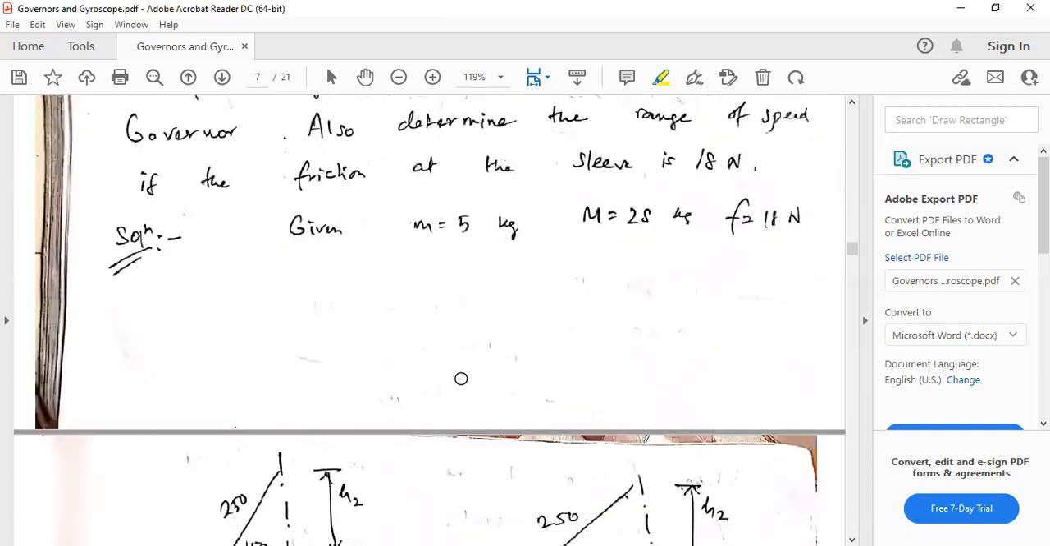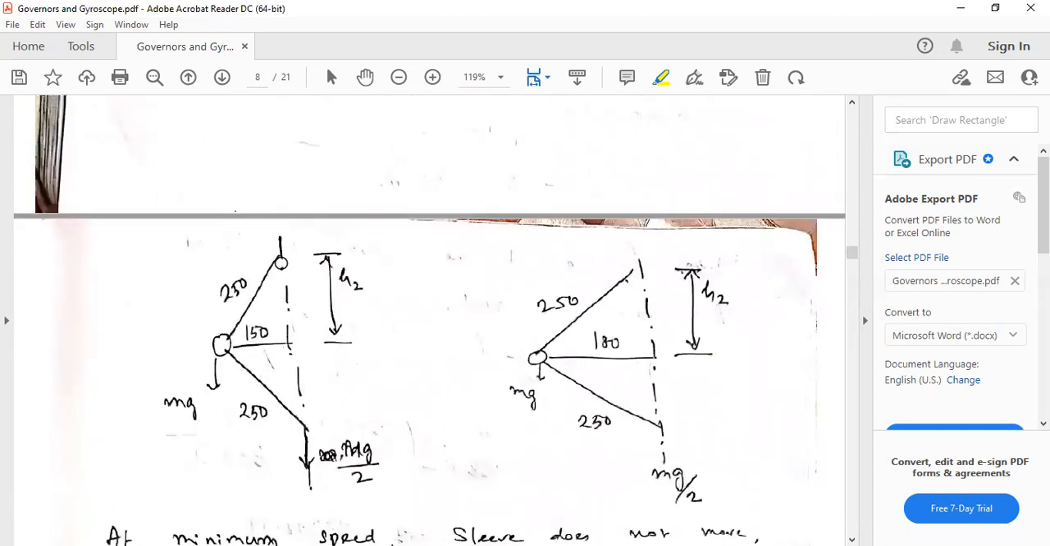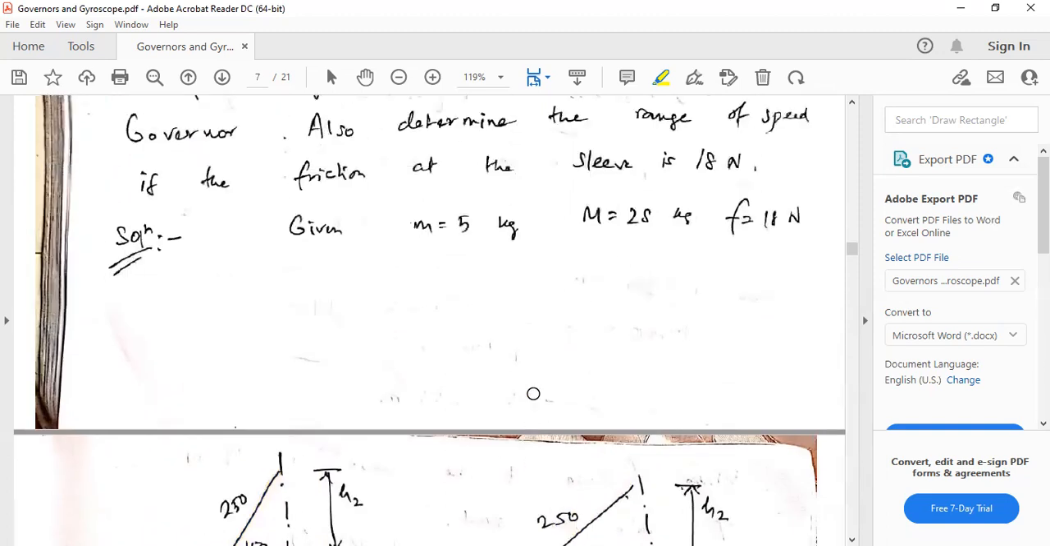Okay, that is given. So we have drawn it here actually. 250 is the length of each arm. 150 is the minimum radius, 180 is the maximum radius. So these will remain 250 again. Now this is mg and this is capital Mg by 2. If we have friction, then we'll have plus minus f here. So this is h, the governor height, and this is a, and this much is b. Now we'll see the further conditions given in the question.